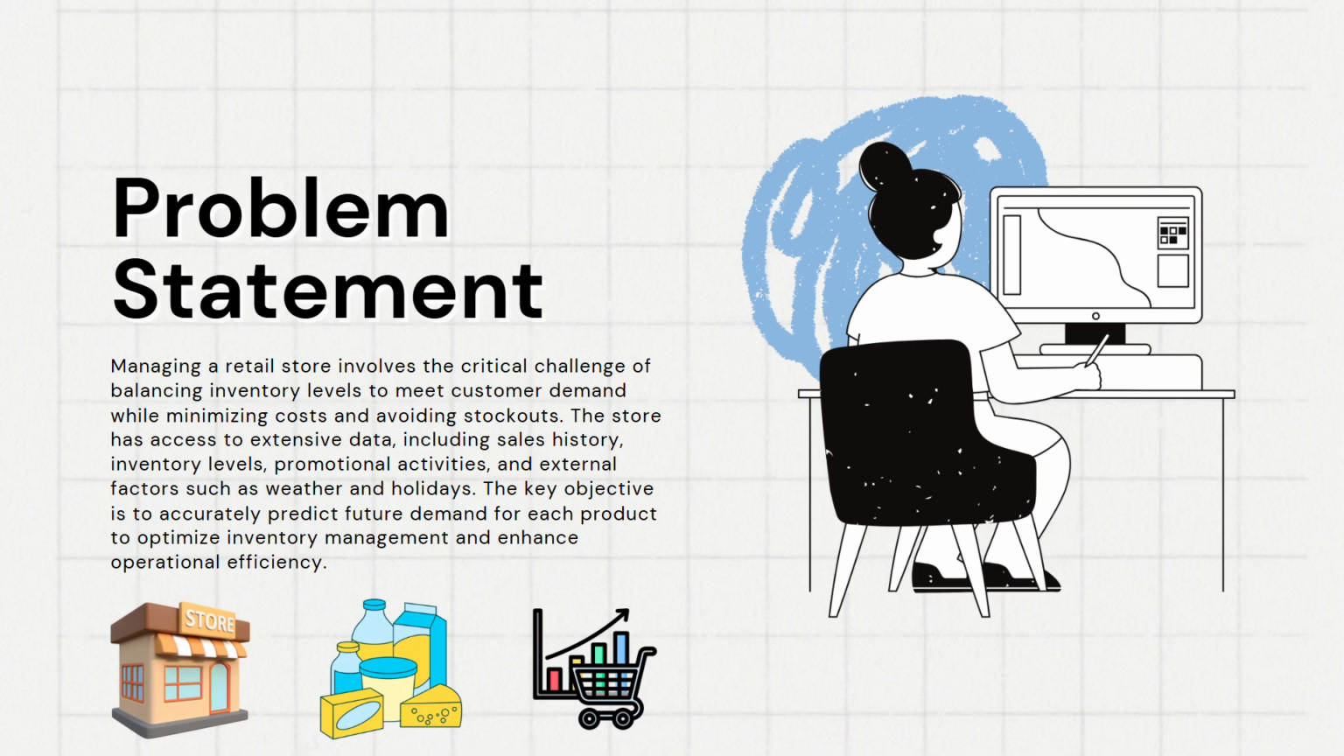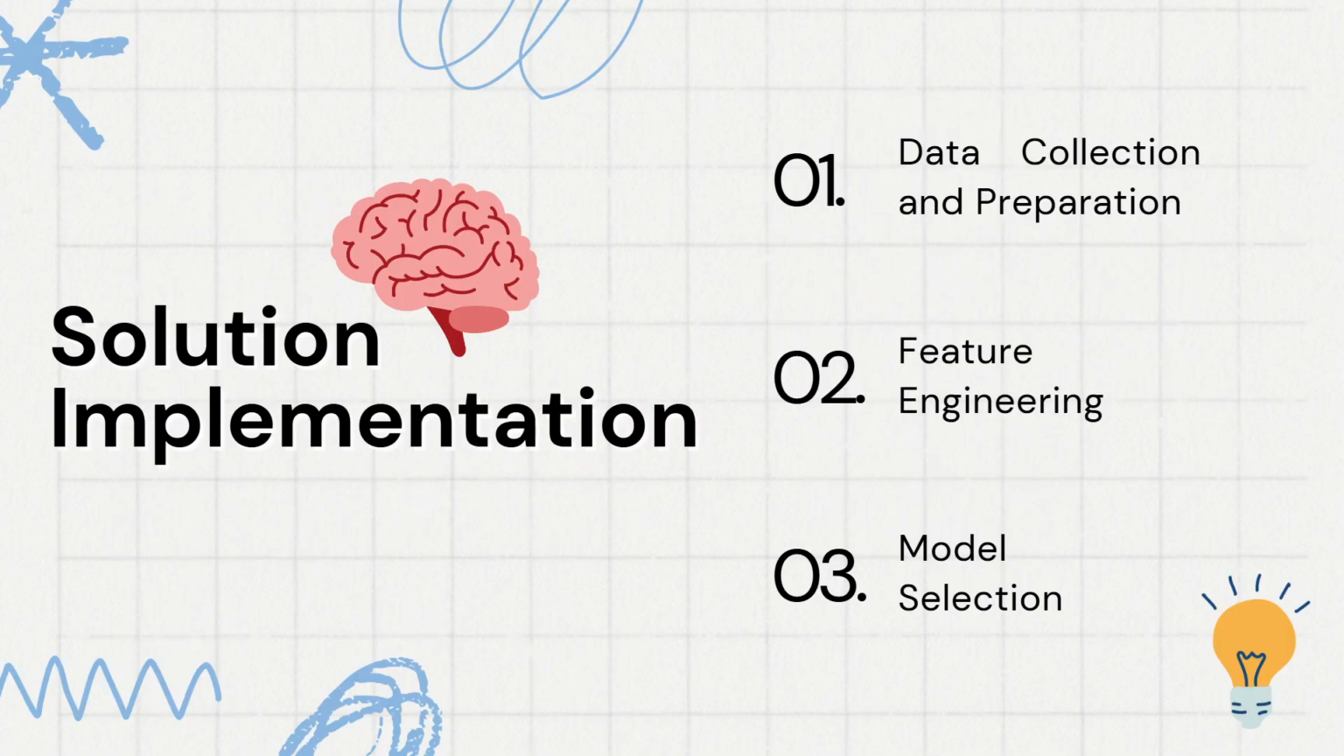Now let's see how the solution is provided for this problem using the supervised learning technique. It is a 5-step process. Step 1 is data collection and preparation. In this step, we gather all the relevant data. This includes historical sales data, inventory levels, data about past promotions, and external factors like weather conditions, peak seasons, dull seasons, etc. Once we have our data, we clean it up and prepare it for analysis.